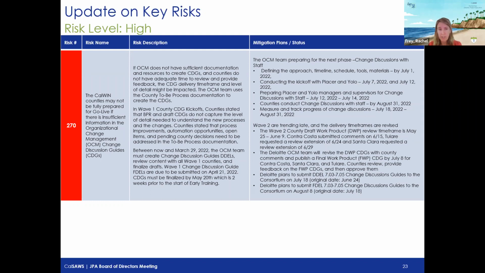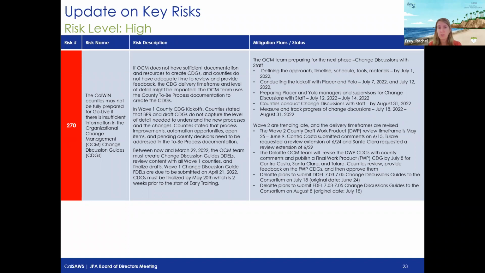Wave 3 counties were originally scheduled to have their draft work products received today. We had received a request from Orange County asking to have a live conversation before they received the draft work product to talk about the change discussion guides, looking back at waves 1 and wave 2.